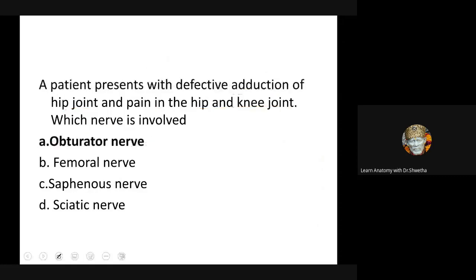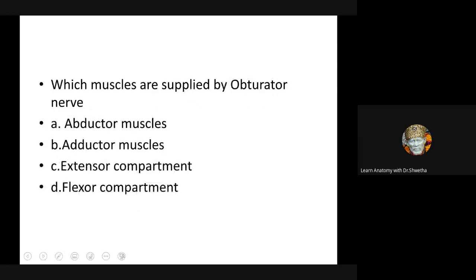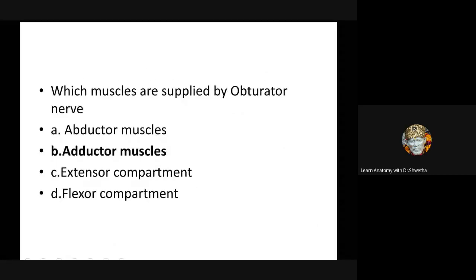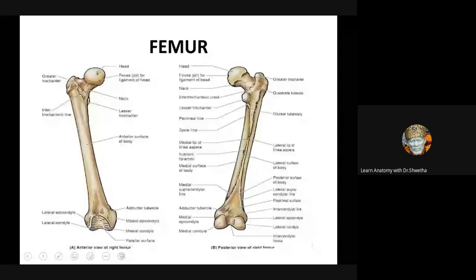Now, which muscle is supplied by the obturator nerve? Adductor muscles, extensor, or the flexor compartment? Adductor muscles. Excellent. Students, now we have come almost to the last of the session. Please give me 1 minute, I'll have some water.